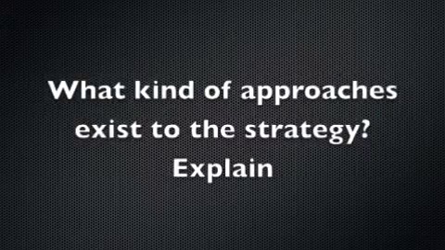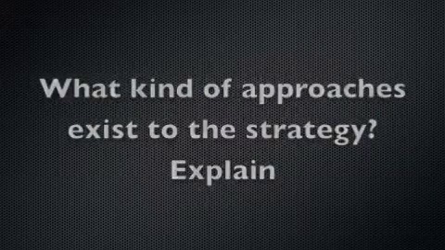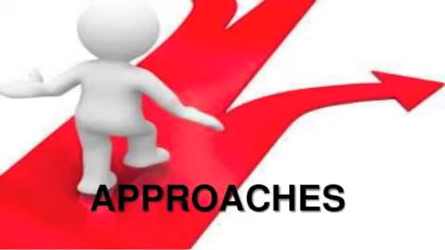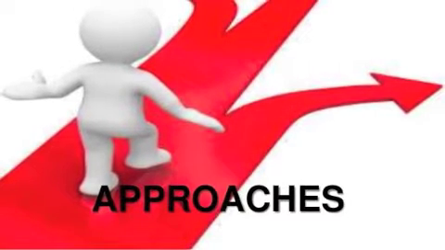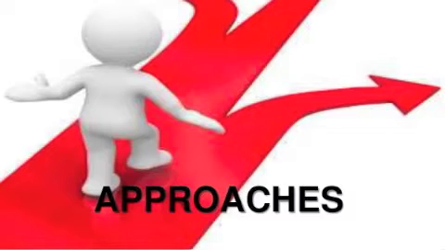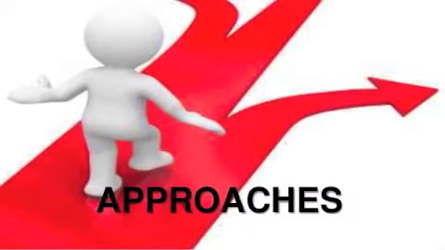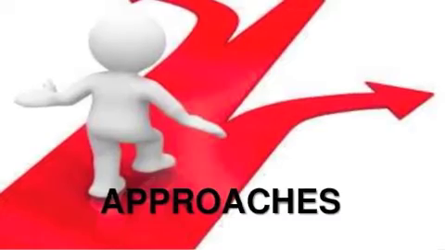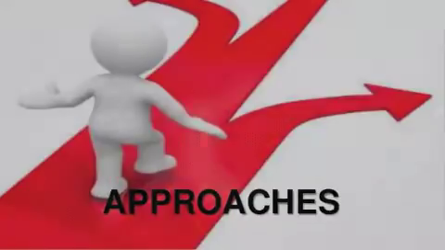What kind of approaches exist to strategy? Explain them. Unilateral, which is one that is made without active involvement of the other party, and bilateral, which is one that considers the impact of the other's strategy on one's own.